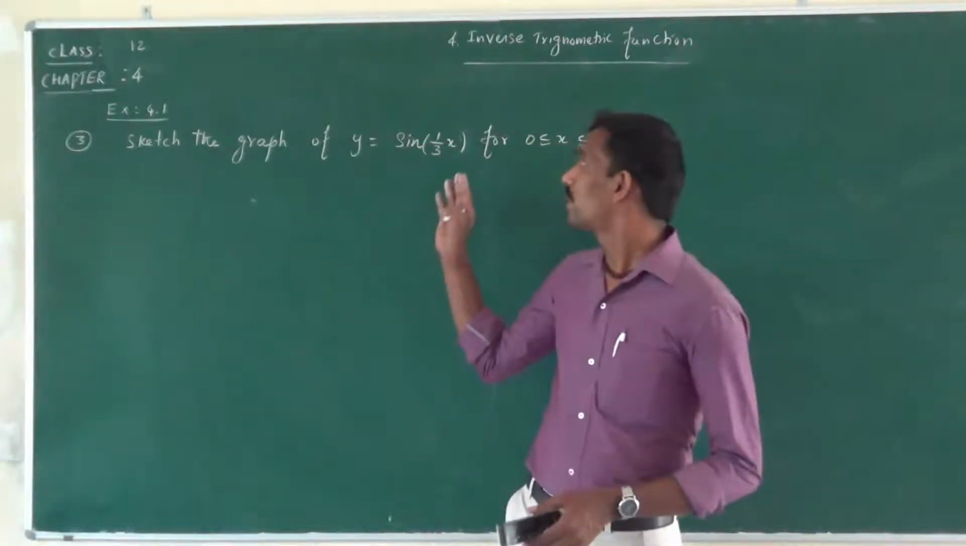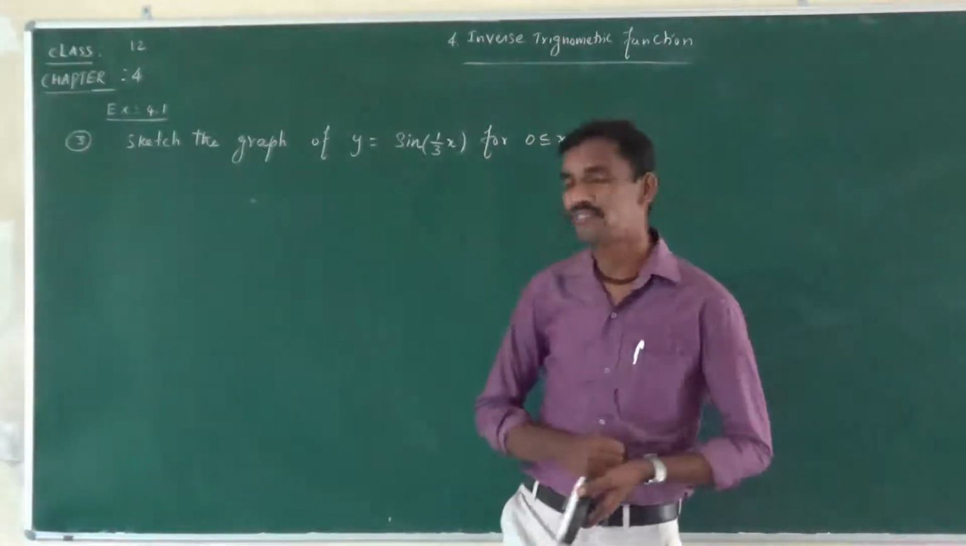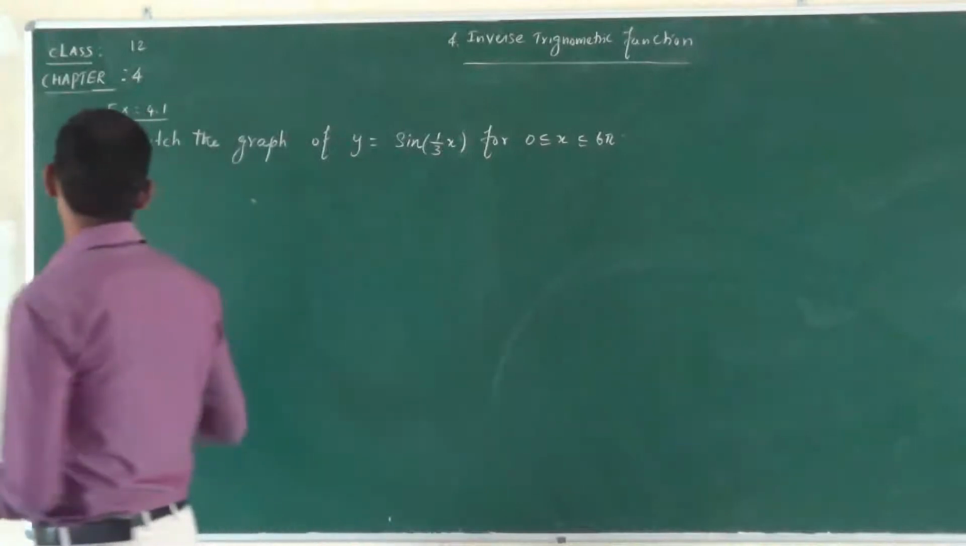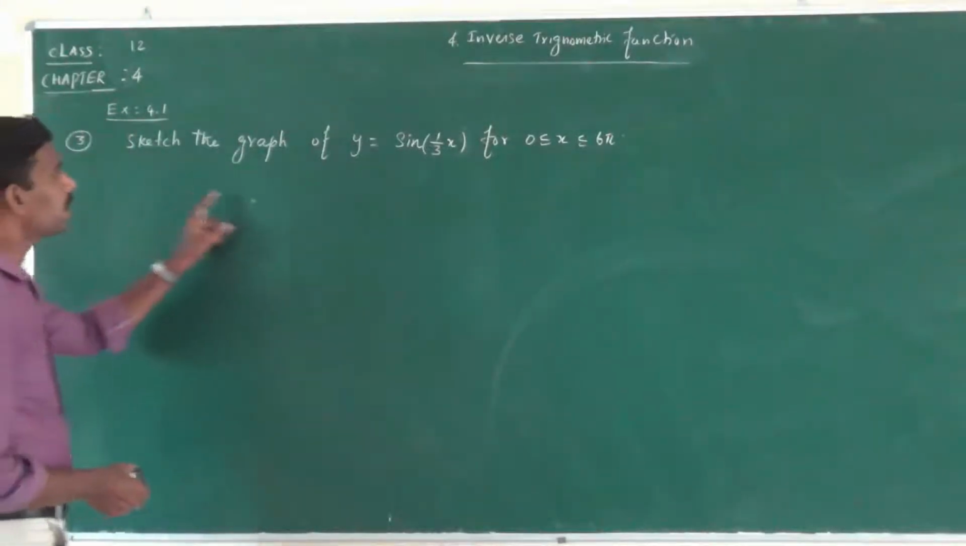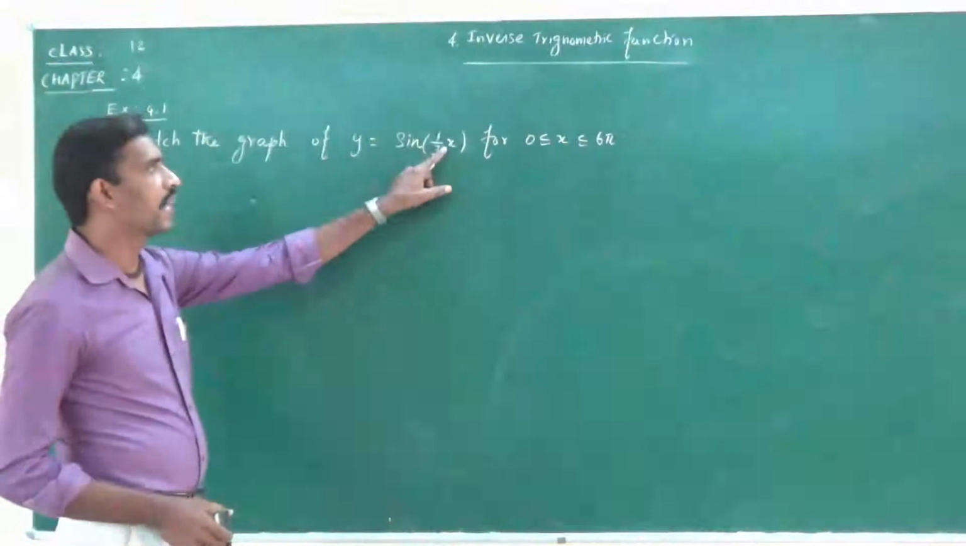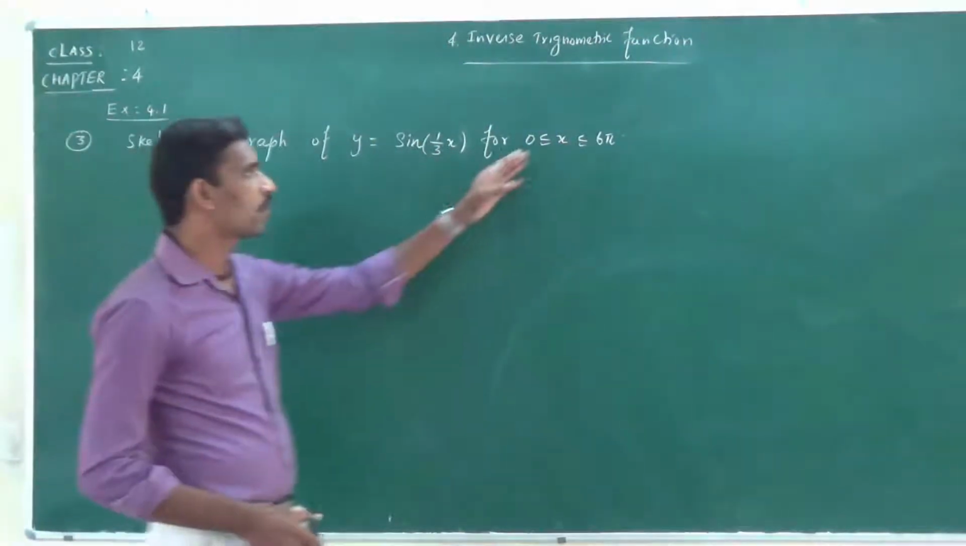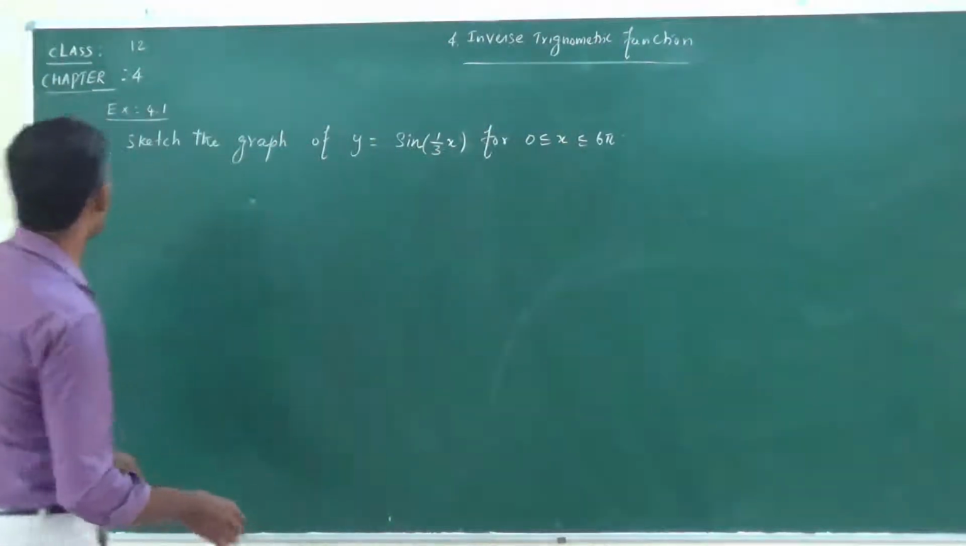This is 12th mathematics, chapter 4, inverse of trigonometric function. Exercise 4.1, question number 3. Sketch the graph of y is equal to sin x by 3 for 0 less than or equal to x less than or equal to 6 pi.